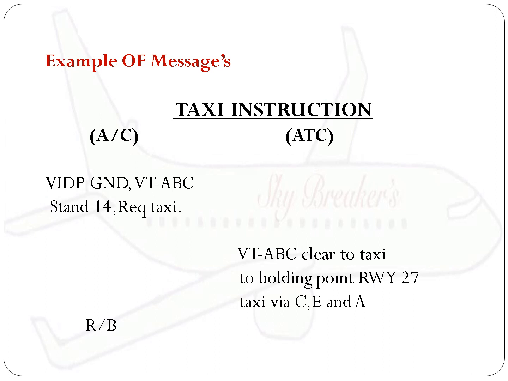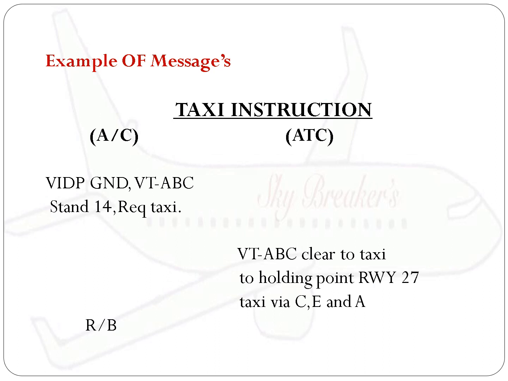Then ATC will give the clearance you requested: Victor Tango Alpha Bravo Charlie, clear to taxi to holding point runway 27, taxi via Charlie, Echo and Alpha. So ATC tells you to follow his instruction for taxi. Then R/B. The R/B is read back. Whatever instruction ATC has given, you should acknowledge to him.